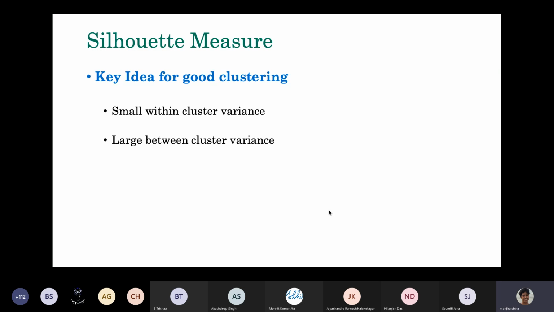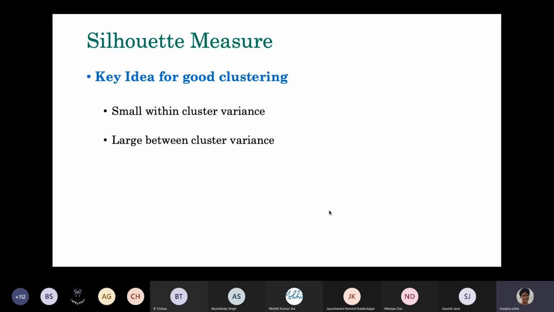There is another measure which is used more, that is called the silhouette measure. So what does silhouette mean in English? That is the outer shape, right? Or the outlines or the shape. So we will follow the same thing, like that's how the name has come.